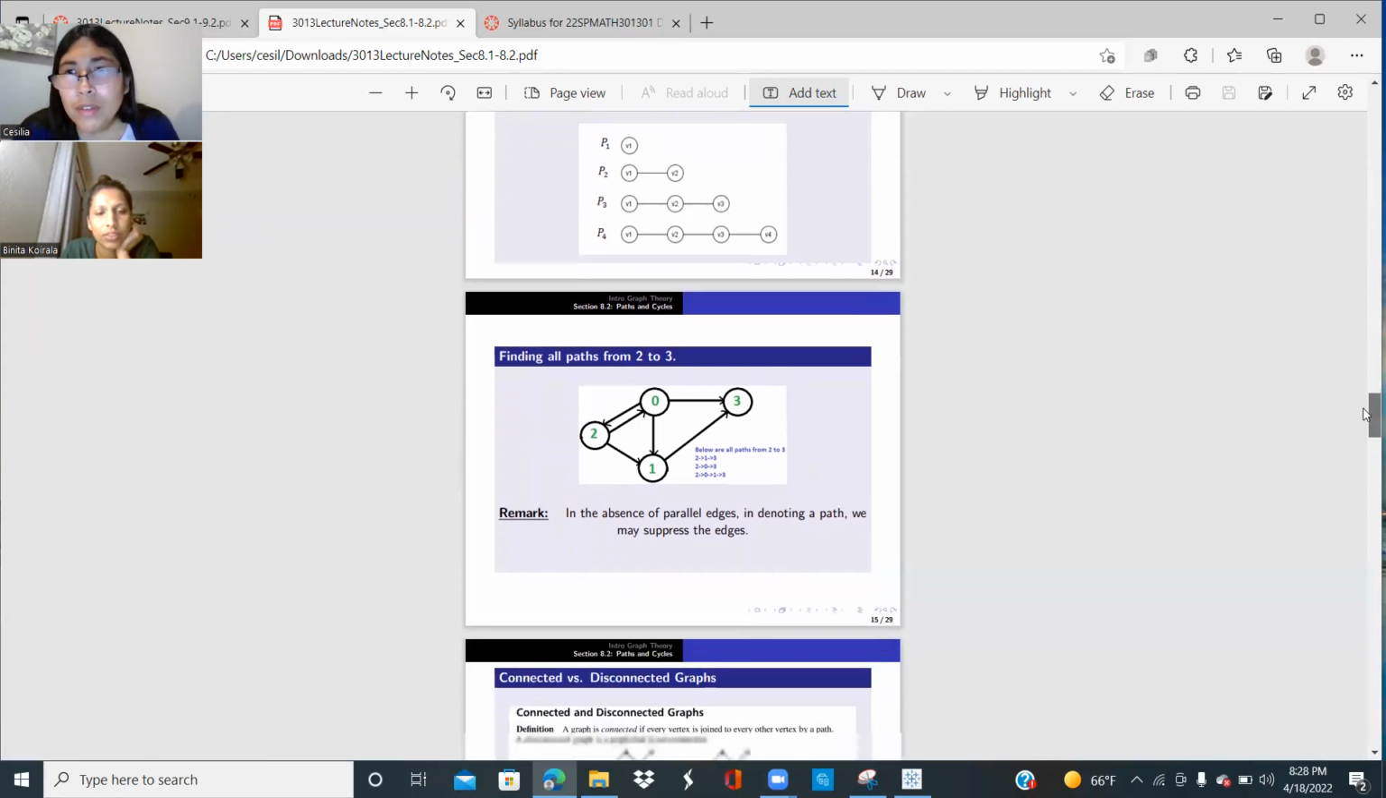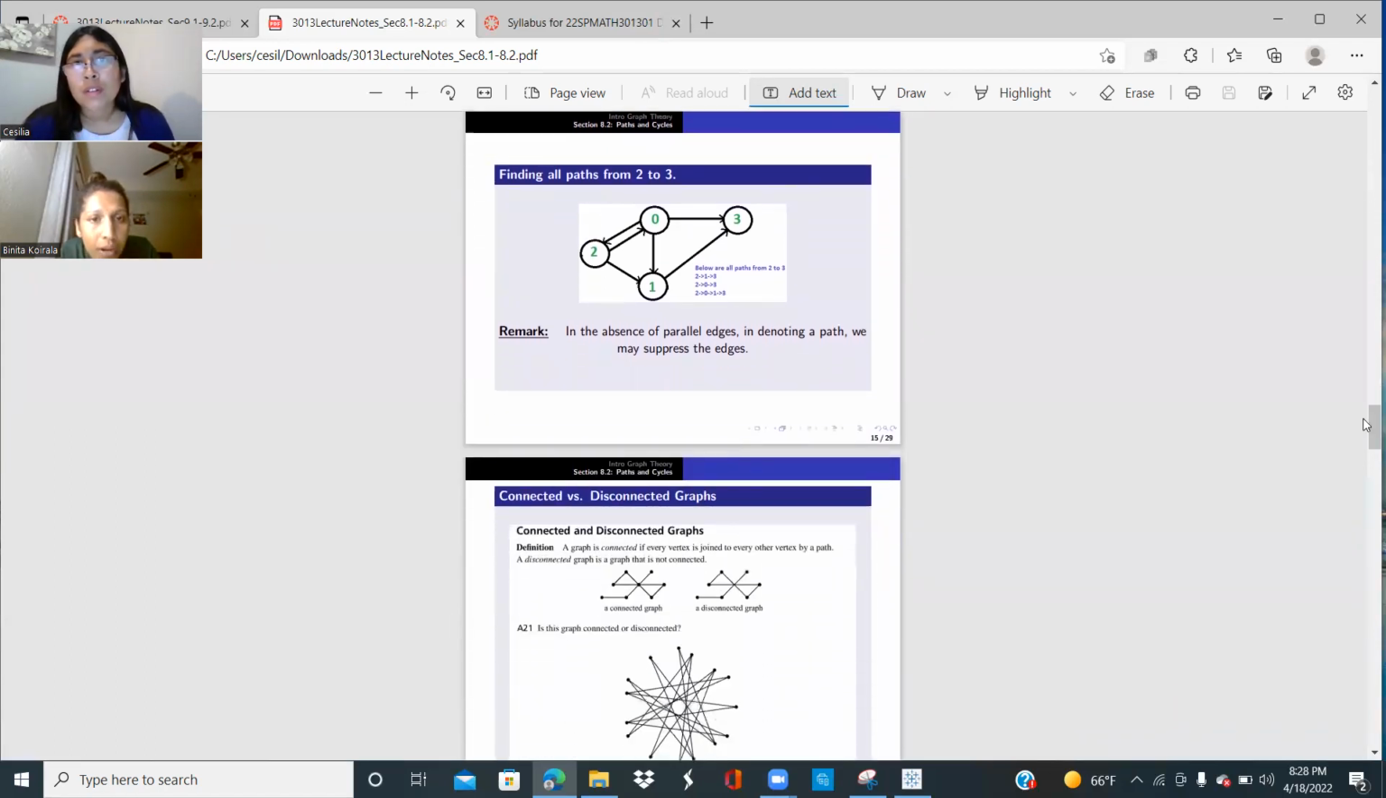Okay, so finding all paths from 2 to 3. Here below are all paths from 2 to 3. Is this 2 greater or equal, or is this only the arrow?